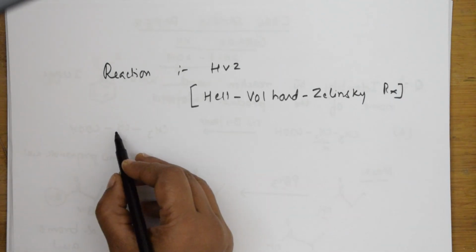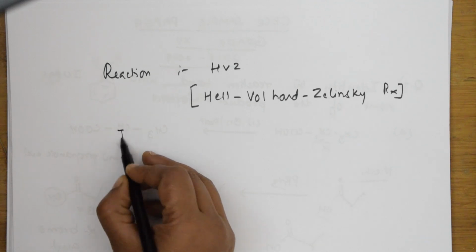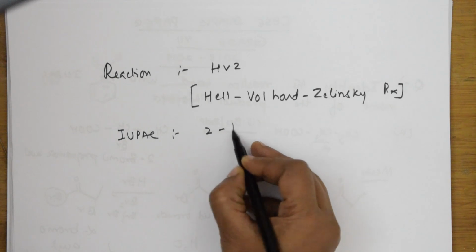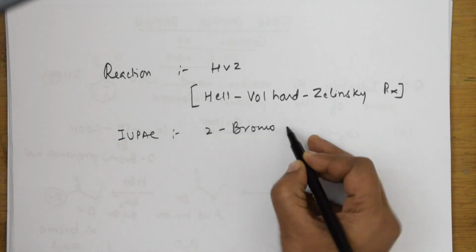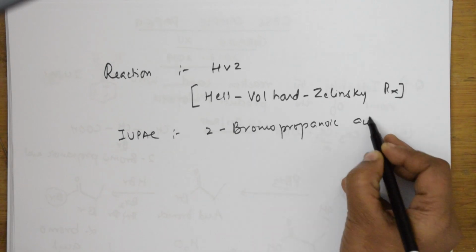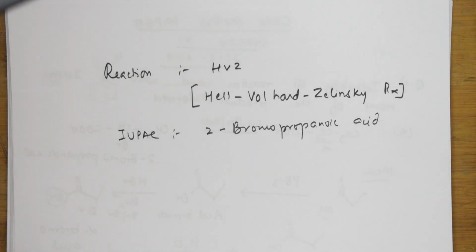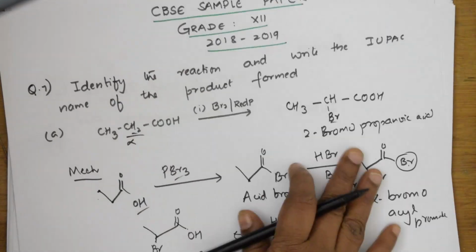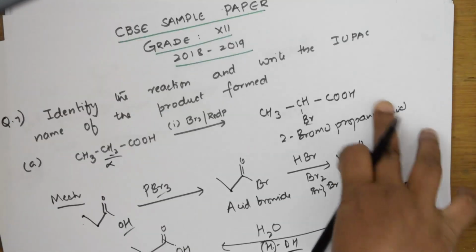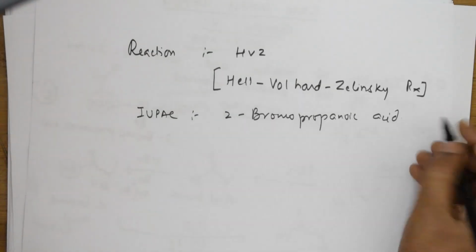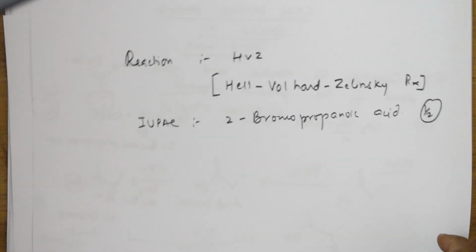Next important thing, the IUPAC name, write it like this: 2-bromo propanoic acid. That's it. This is the answer. So for this particular thing, you will be getting half a mark. For the reaction, the product written gets half a mark, and for the second one where you have written the IUPAC name, half a mark. Now let's see the next question.